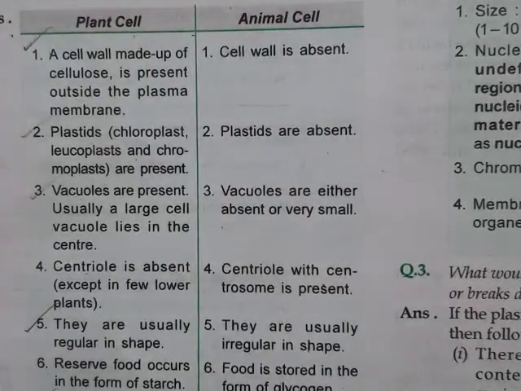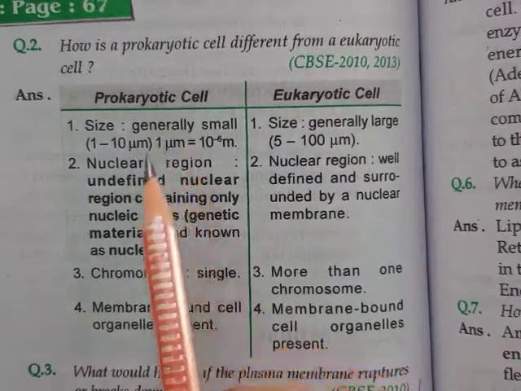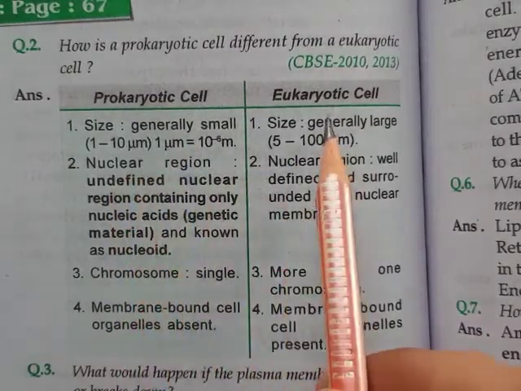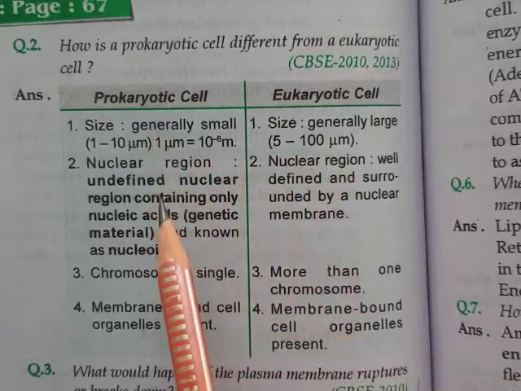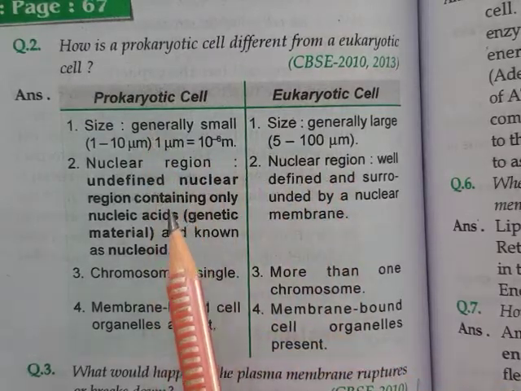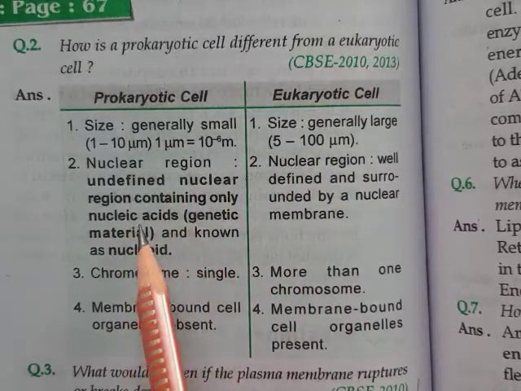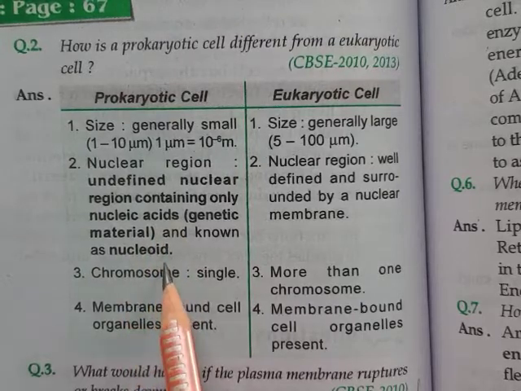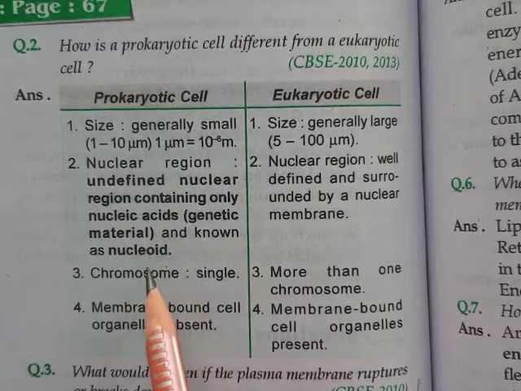Next question is, how is prokaryotic cell different from the eukaryotic cell? प्रोकैरियोटिक सेल का जो साइज है that is 1 to 10 माइक्रोमीटर. यूकैरियोटिक सेल has the size 5 to 100 माइक्रोमीटर. In prokaryotic cell nuclear region is undefined. अनडिफाइंड न्यूक्लियर रीजन is present और जो proper nuclear region नहीं है that region is known as nucleoid. Nucleoid, that is undefined nuclear region, is known as nucleoid.